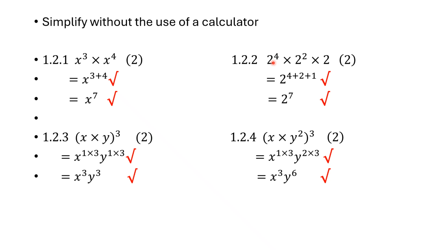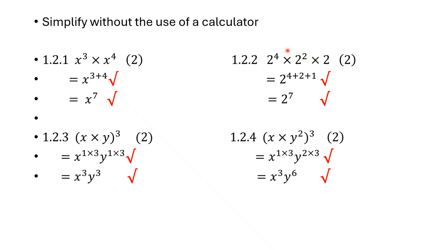1.2.2, we have 2 to the power 4 times 2 to the power 2 times 2. So I have 3 base 2's, right? And the exponents I have is 4, 2, and there's an invisible 1 there. Please don't forget the 1. Doesn't mean if I write nothing there, it means 0. 2 to the power 1 is simply 2. Because they're separated by multiplication signs, it means I'm going to add the exponents.